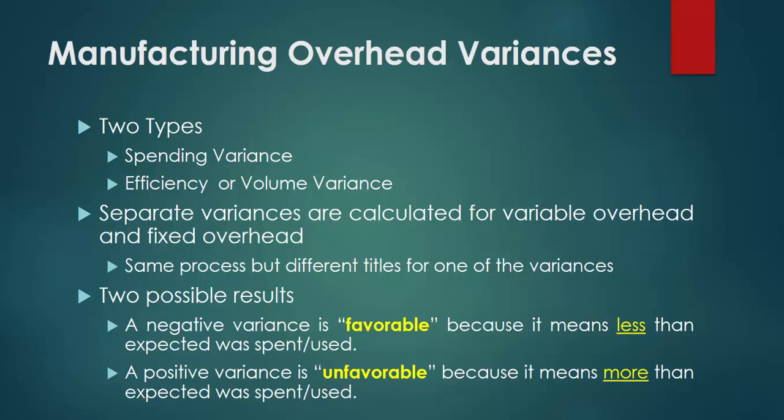Just as with all of the other variances we've discussed, there are two possible results. If there's a negative variance, it's favorable because it means that a company has spent less or used less of something. And if there is a positive variance, it's unfavorable because it means that more than expected was spent or used.